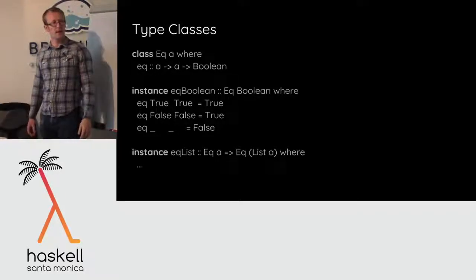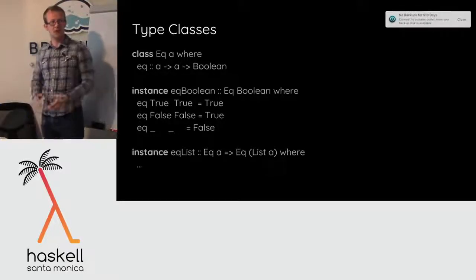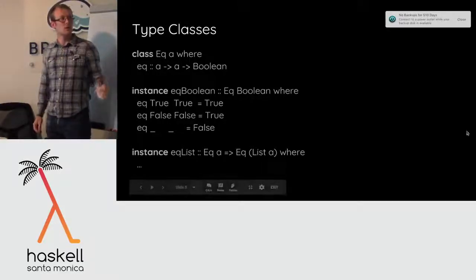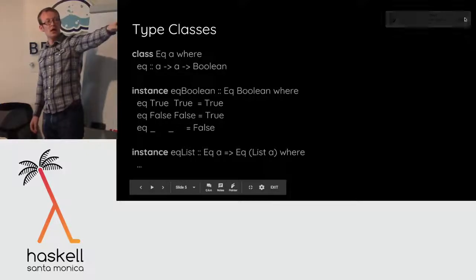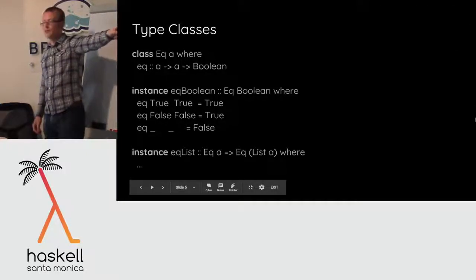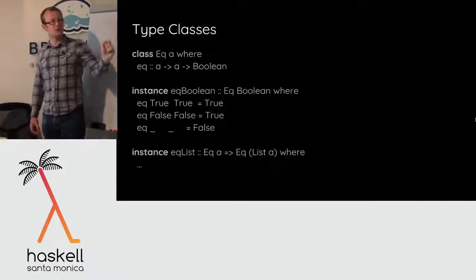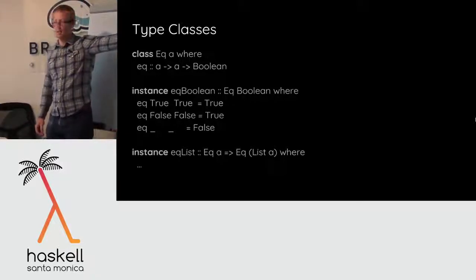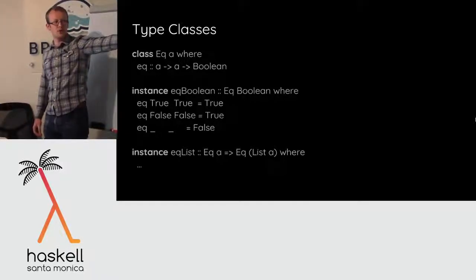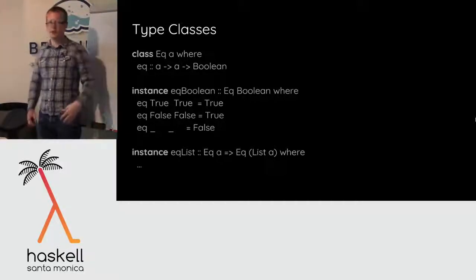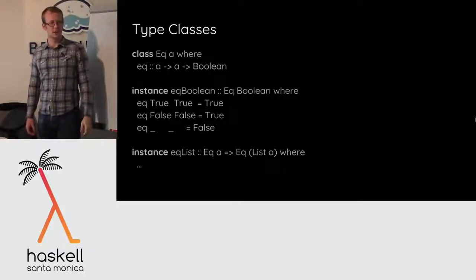Okay. And instances basically assert that a predicate holds for a certain type. So this instance called EqBoolean inhabits the Eq type class for the boolean type, just true and false, okay? And it's implemented using pattern matching. True is equal to true, false is equal to false, and everything else is not equal to everything else, okay?